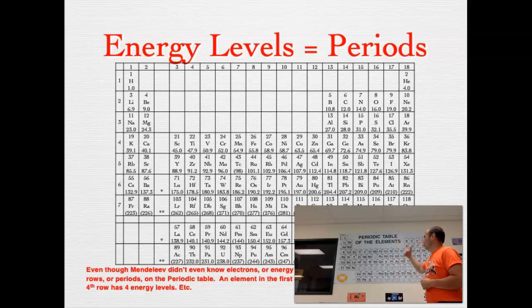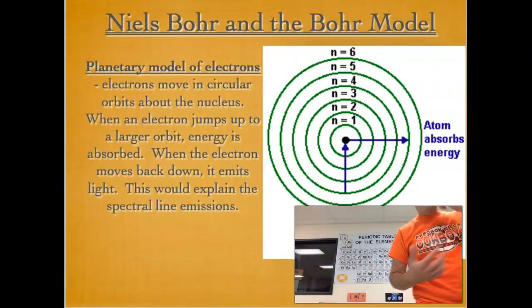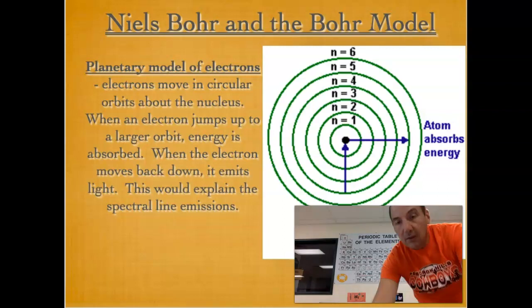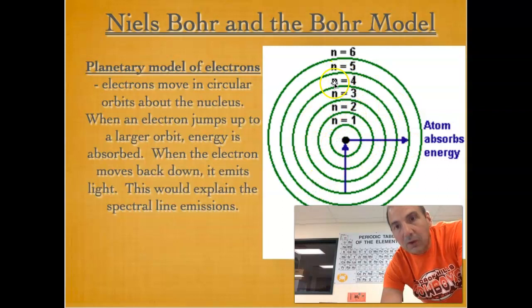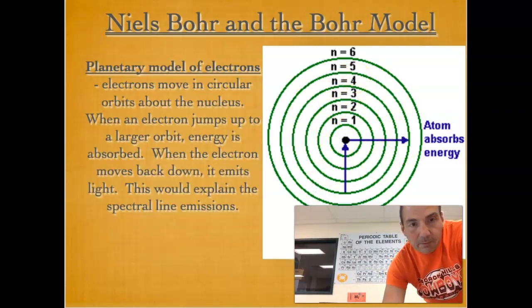So if I go to the 5th period, then these elements here all have 5 energy levels. 1, 2, 3, 4, 5. Going back to this idea of the rings, something like rubidium has to have some electrons in this first ring, some electrons in the second, third, fourth, and then in the 5th, it'd have 1. So that's the idea of energy levels.